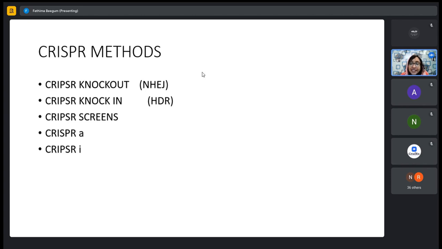Then next is CRISPR activation and interference, CRISPRa and CRISPRi. Both CRISPR activation and CRISPR interference are related to the upregulation and downregulation of genes. CRISPRa always upregulates the gene, so what happens as a result of upregulation of a particular gene can be studied by using CRISPRa. Then CRISPRi can be used to study what happens if downregulation of a particular gene occurs, what happens to the human or the living organism. That can be studied by using CRISPRi. So these are the different methods in CRISPR.